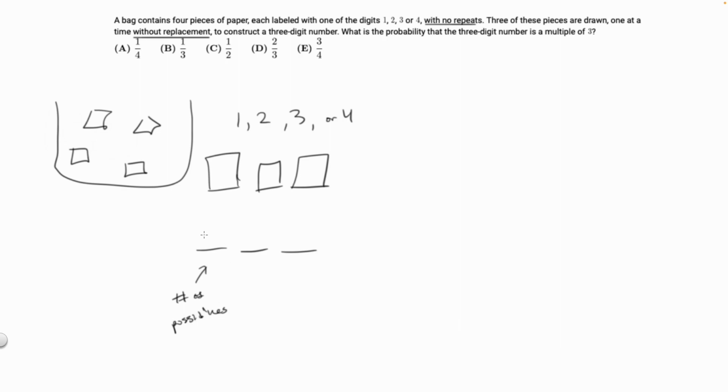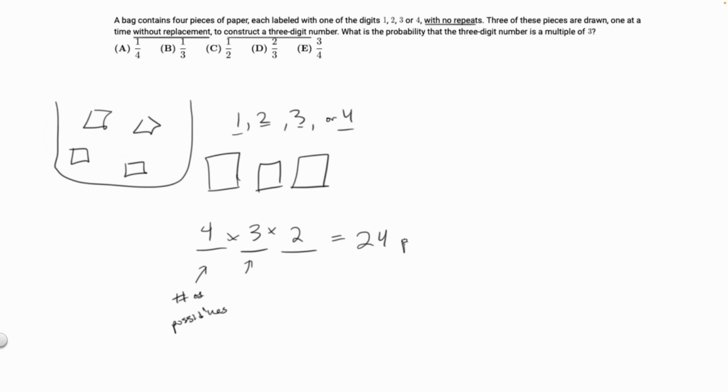So the number of possibilities for the first digit is going to be 4, since we originally have the digits 1, 2, 3, 4 that we can choose from. And then for the second digit, the number of possibilities is going to be 3, since we already drew a digit and, without replacement, we're not putting it back. So there's only 3 digits left that we can pick from. And same logic, we're going to have 2 digits left for the third digit. This constructs a 3-digit number, and if we multiply these, we get 24.